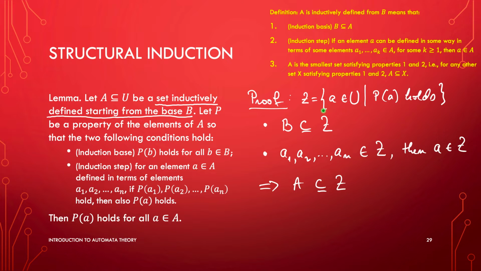And now if I'm looking again at what the definition of Z was, it includes elements for which the property holds. So this implies that P of A holds for all elements A in A. And that's exactly what the lemma was saying. So the lemma is now proved.